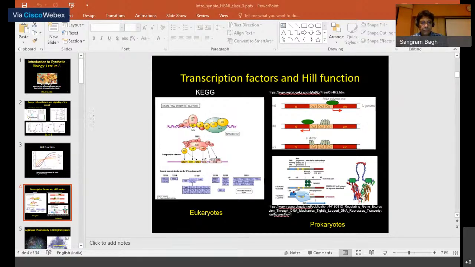Now, let's imagine you are doing one experiment, and in this experiment you are measuring the gene expression or the mRNA, for example. It could be the protein also. So it's mRNA for this gene that you're measuring, as a function of the concentration of, let's say, the transcription factor, or TF. So here in your x-axis, what you have is the transcription factor concentration.